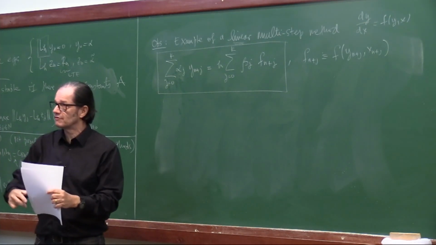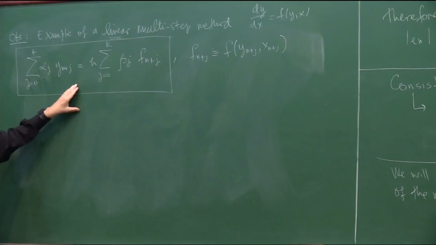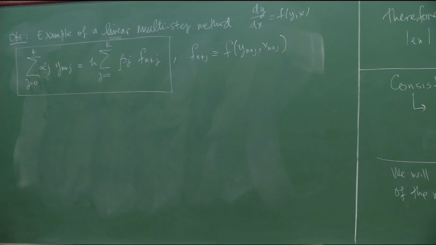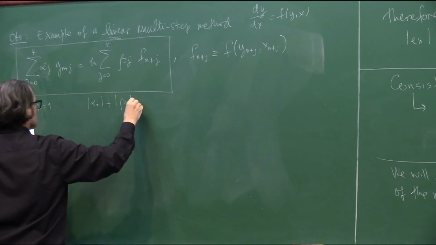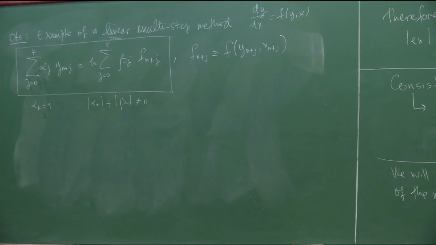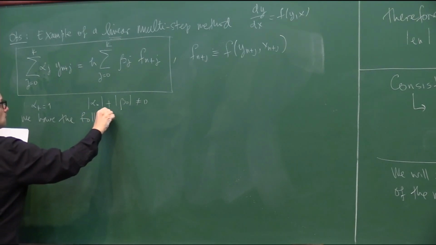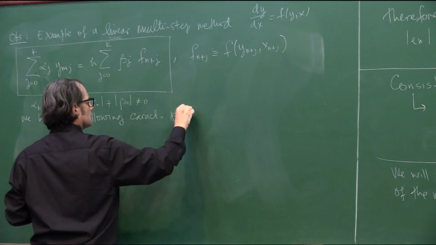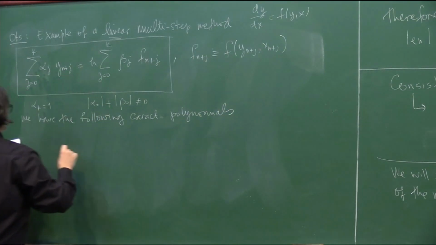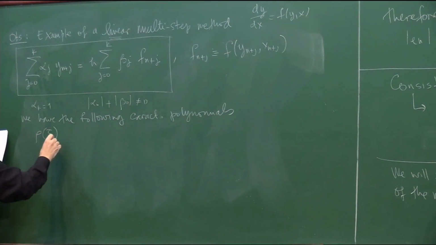So there's a vector field acting on the vector field, okay? So if you have a guy like this, and there's some hypotheses, normalization hypothesis and so on, so the highest guy is 1, alpha 0 plus beta 0 is different from 0. Then you can associate with these guys the following characteristic polynomials.